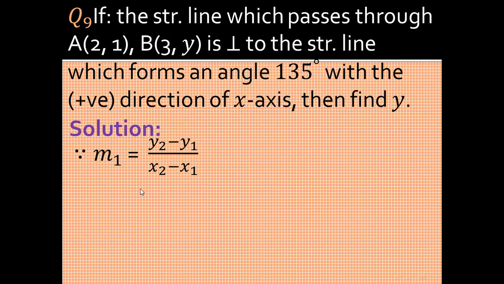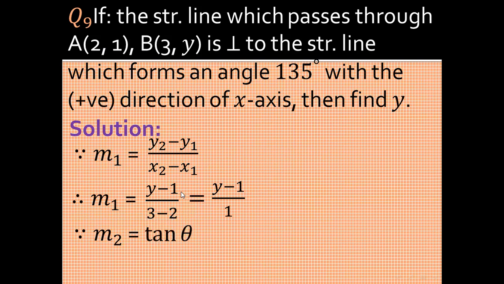At first, we need to find the slope of the straight line which passes through the points A and B. So we need to find the difference of y coordinates: (y minus 1) over (3 minus 2) equals (y minus 1) over 1, because 3 minus 2 equals 1. And this is the slope of the first straight line. And for the slope of the second straight line, m2 equals the tangent of the angle 135, and tan 135 equals -1.